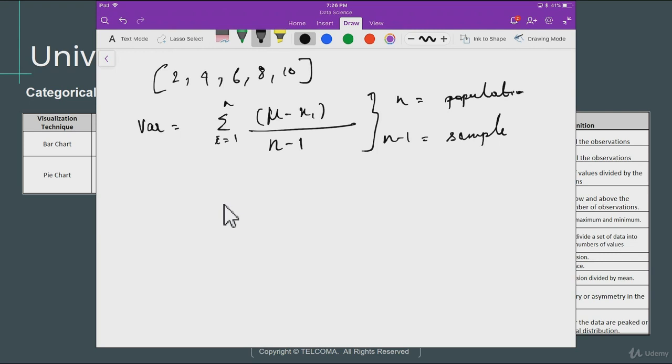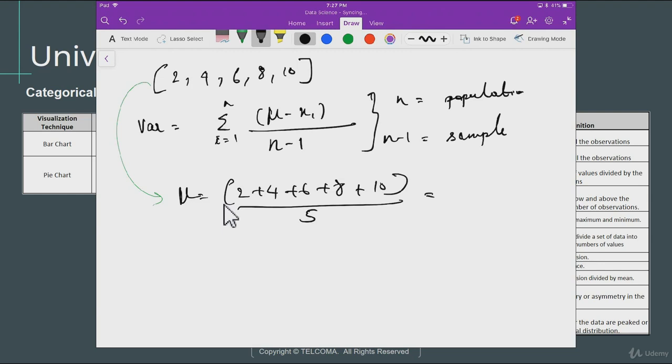So let's do the math to calculate the variance for the simple sample. I'll use this calculation over here. Now, putting these numbers into the equation, we first need the mean. The mean is a simple addition of all the numbers divided by the total number of elements. So that would be 2 plus 4 plus 6 plus 8 plus 10 divided by 5. So this would be 2 plus 4, 6; 6 plus 6, 12; 12 plus 8, 20; 20 plus 10, 30. So that's 30 divided by 5, which is 6.